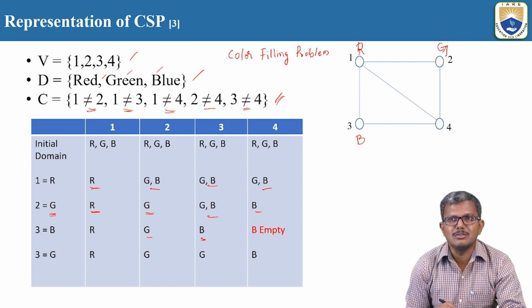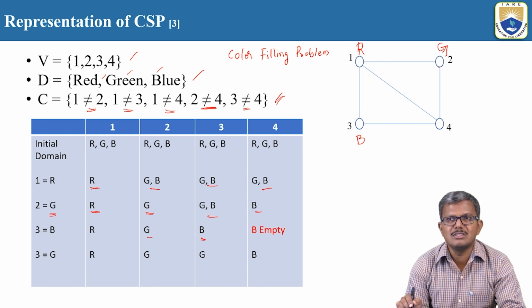So what happens here? What is the color that I am supposed to take to fill this fourth circle? I should not take red. Why? Because red is already repeated here. I should not take green here. Why? Because green is repeated. 2 does not equal 2. There is a constraint here. 2 should not be equal to 4.